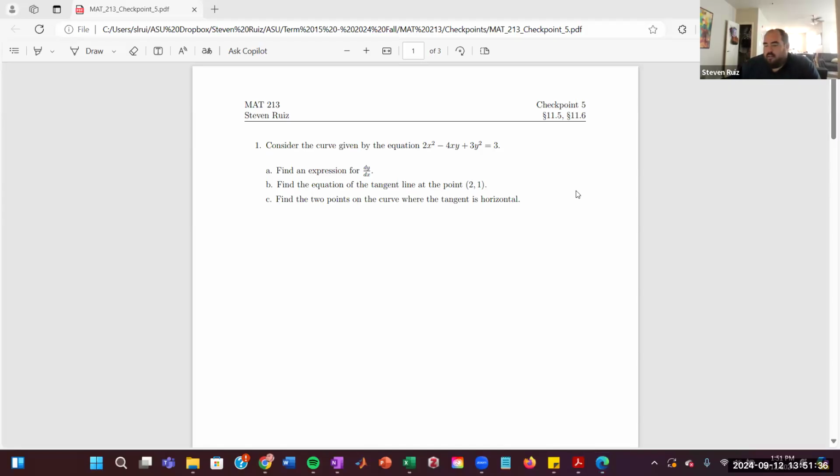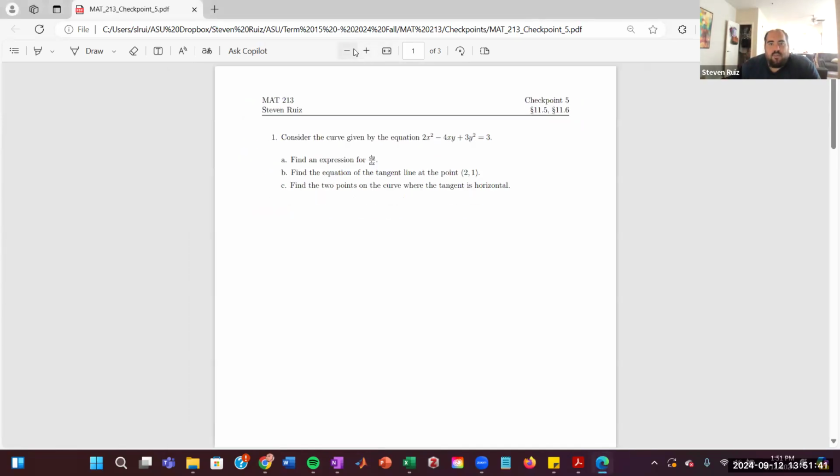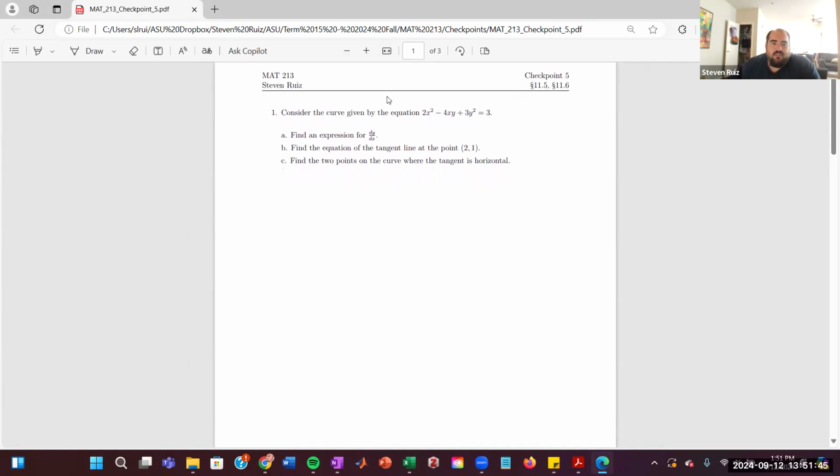All right, so let's look at checkpoint number 5 here. One of the big things we talked about this week was implicit differentiation. That's what this first question is going to basically require of you. I have a curve given by this equation, not a function, but we don't need explicitly defined functions to find derivatives. We can use implicit differentiation to find those slopes.